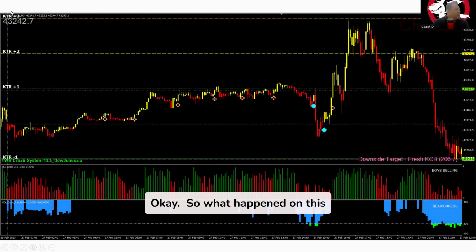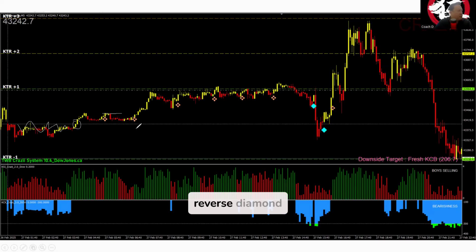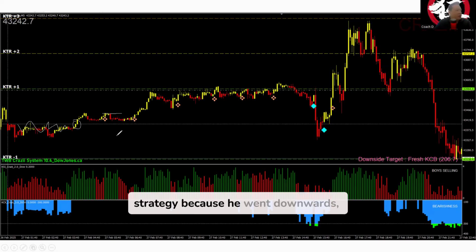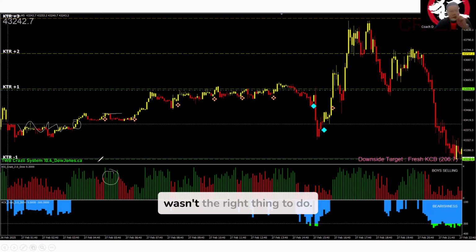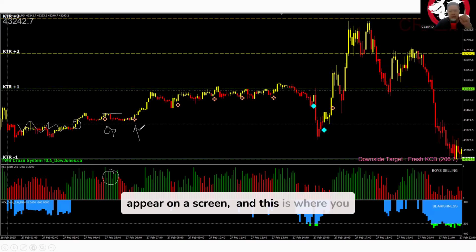Okay, so what happened is the Dow Jones at the start of the day went ding dong, that's normal. And once the market trades above opening price, you can see over here the diamond. Now there was a first reverse diamond strategy because it went downwards, but you notice that the KSI was green, so to short wasn't the right thing to do. And plus it's above OP, so usually I don't do that.